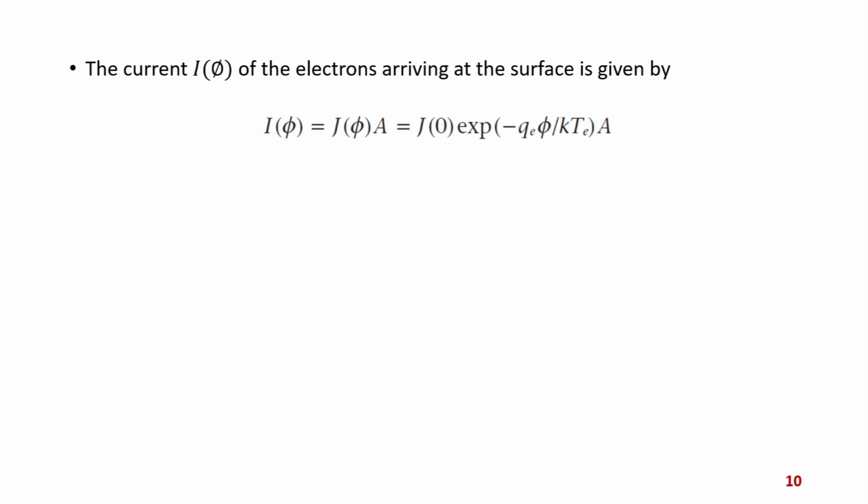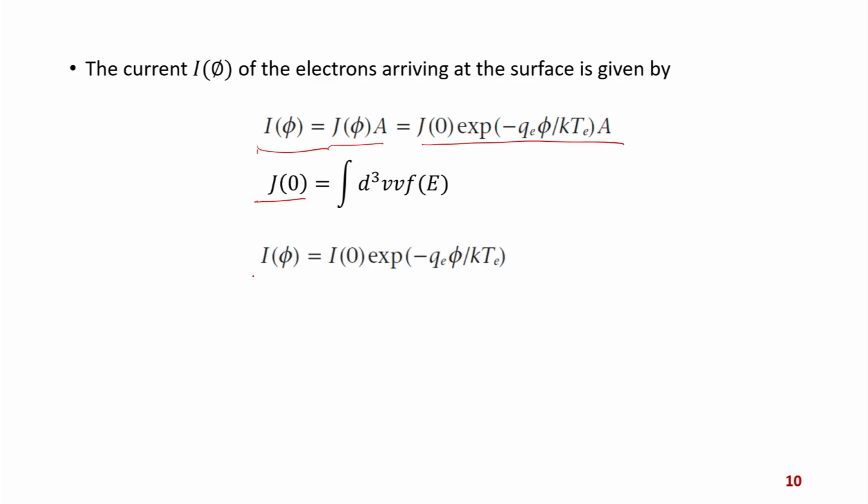So, now you can find the current. If you have the cross section, you will be able to find the current: the current density multiplied by the cross-sectional area. This is the expression for the current. Here, what is J0? I am considering J0 when phi is 0, and phi is 0 means this term is not there.